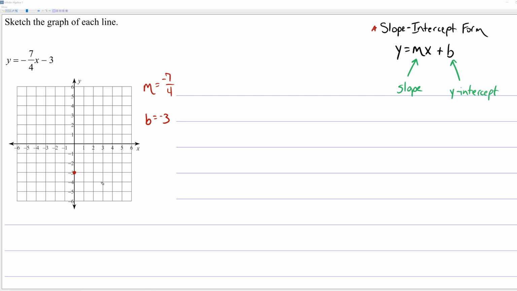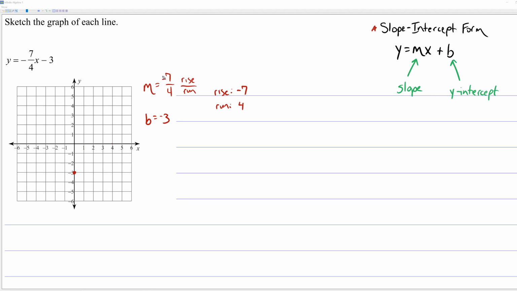And from here, I'm going to count using a slope of negative 7 over 4. Well, if you remember from a previous video, the slope of a line you can interpret as rise over run. So what this means is the rise of our line is negative 7. That's the up and down distance we move, whereas the run of our line is 4.